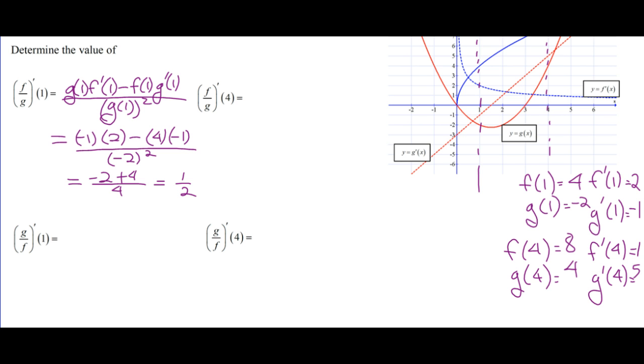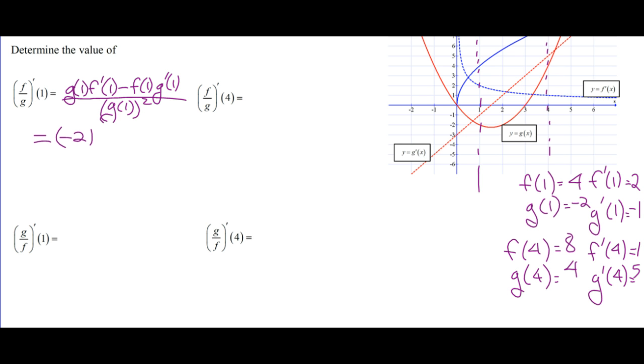I don't know. What did I mess up? Did I mess up? G of 1 is negative 2. G of 1 is negative 2. You're right. Okay. So, all right, I'm looking off of this, not that. G was negative 2, f prime of 1 is 2, minus f of 1 is 4, g prime of 1 is negative 1, and g of 1 is negative 2 squared. Okay, so we got negative 4 plus 4, 0. Okay, do the rest.